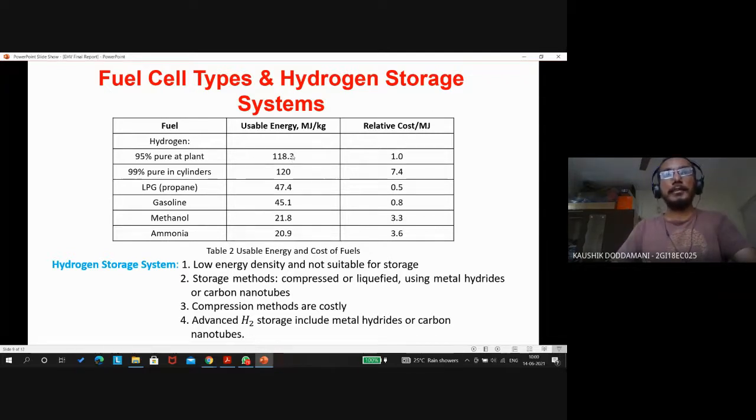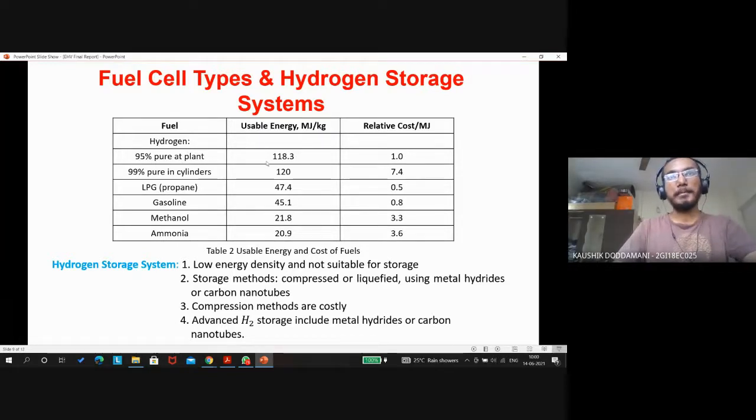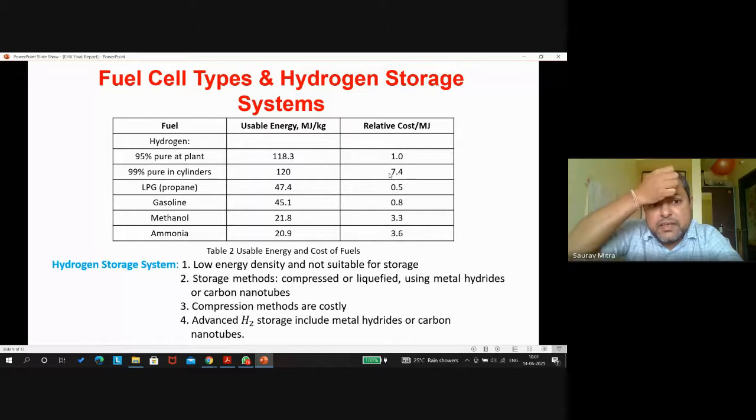So we can see that when hydrogen is used in a plant, it has 118.3 and the relative cost is 1. And when it is used in cylinders, it has 120 megajoules per kg and 7.4. And I have something to suggest here.